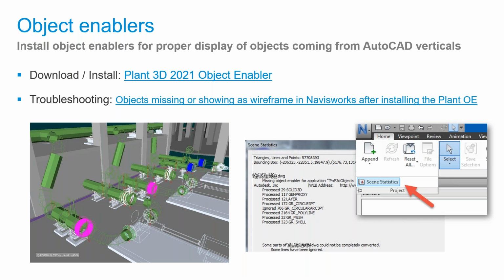If you see that, to troubleshoot it, you could open up the scene statistics from the Navisworks menu. You drop down off the Home tab there and bring that up. If you see something that says missing object enabler for application, in this case for Plant it would be PNP 3D objects, you'll know that there's an object enabler problem. We link to the article here that helps you troubleshoot that. You may have to uninstall and reinstall the object enabler. But typically you want to always have the same version, like if you're running Plant 2021, get that version for the version of Navisworks that you're working with.